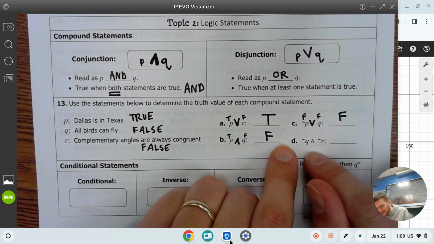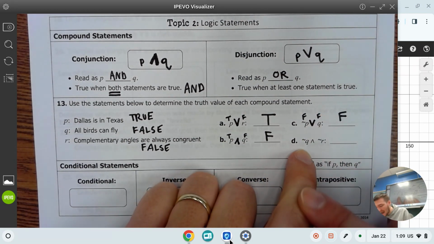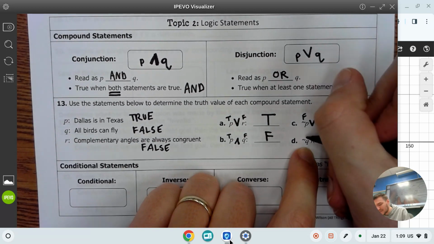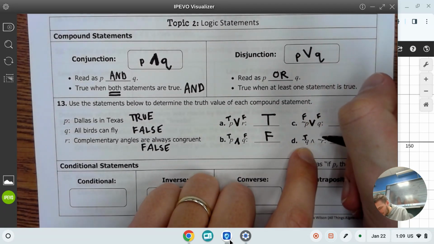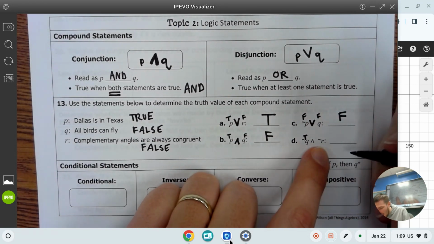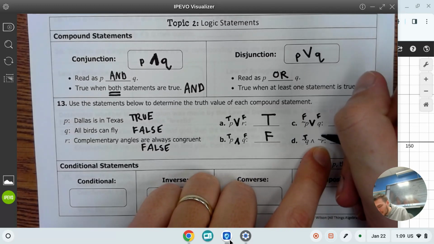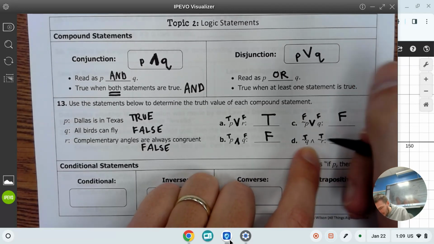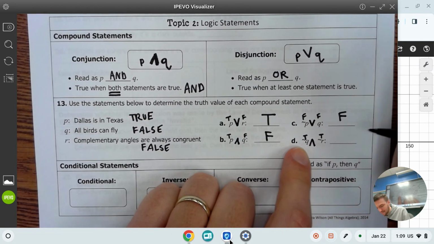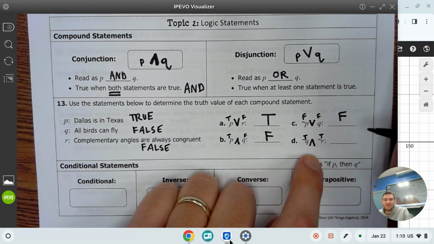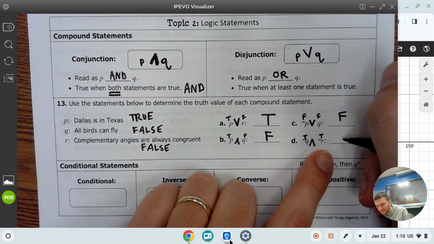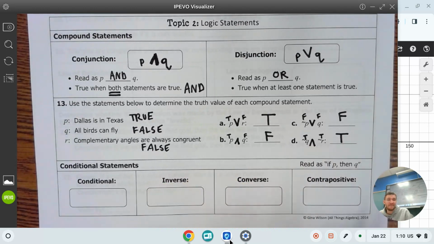At the bottom here, we have not Q. That's true. And we have not R. That's true. And this and symbol means that both have to be true, which we do have.